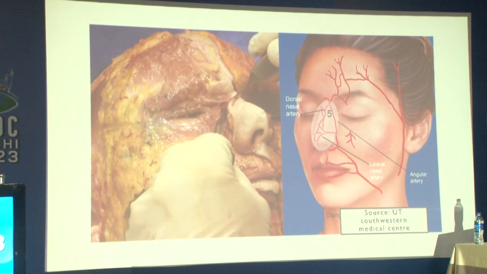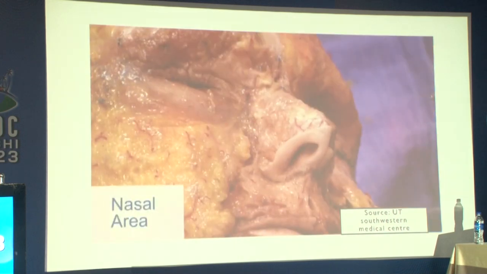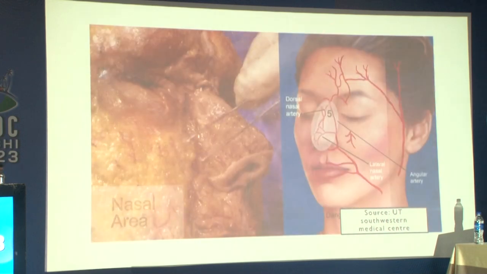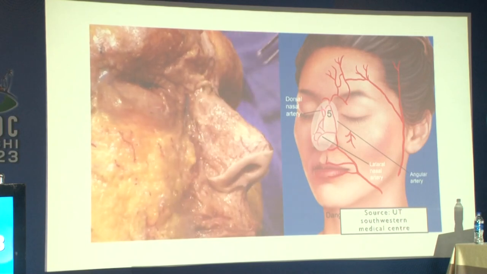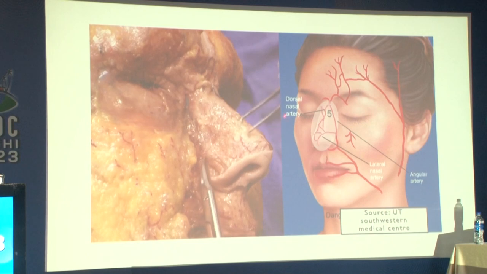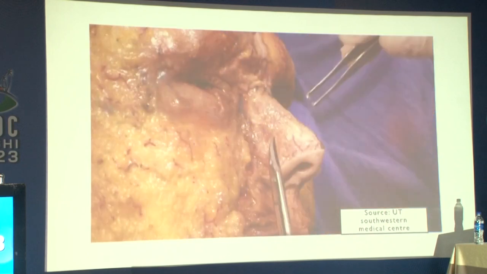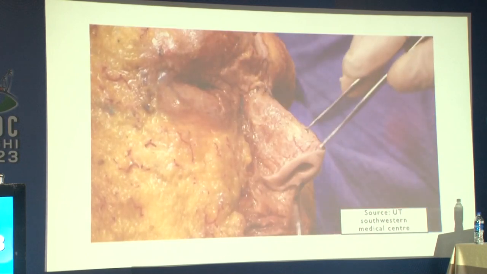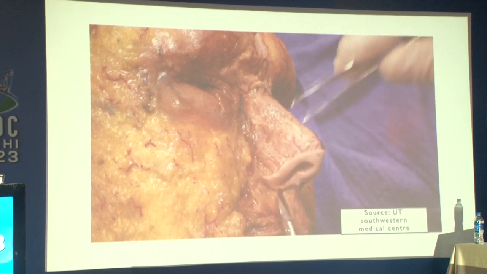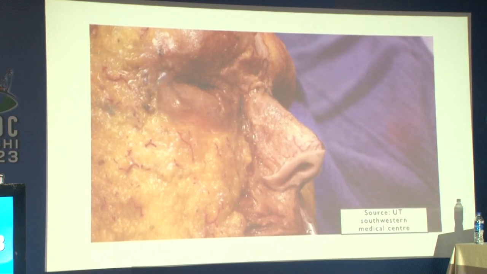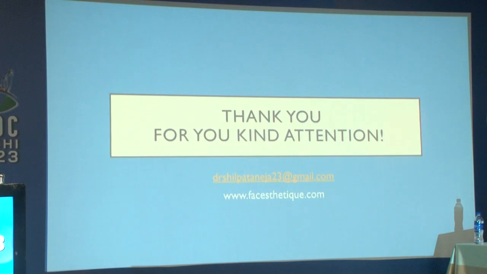So apart from this vasculature, the nose is a very vascular area. So when we are injecting into the nose, we have to remember that there is a SMAS layer. We must inject below the SMAS layer and not above that, because it's a vascular area and can lead to dreaded complications.